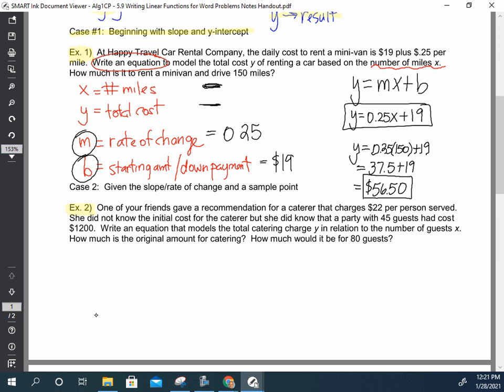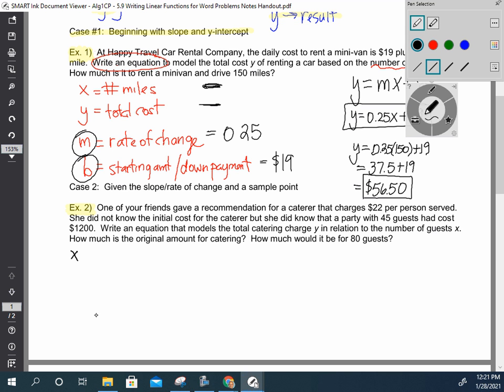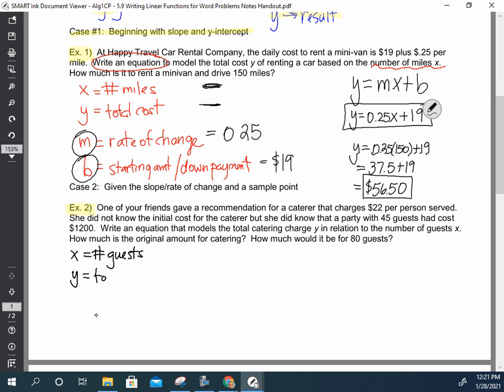So if this problem sounds familiar, this was the problem that was on the edge of credit. So now you're being shown how to solve it. So X is the number of guests. Y is the total charge. M would be your rate of change, rate of charge, and B is your initial cost.